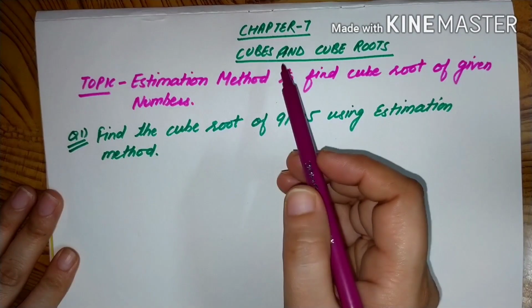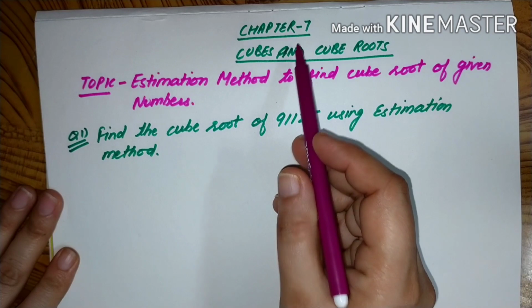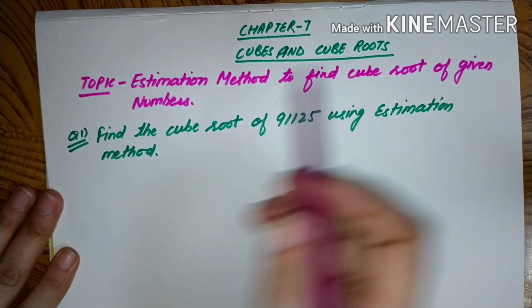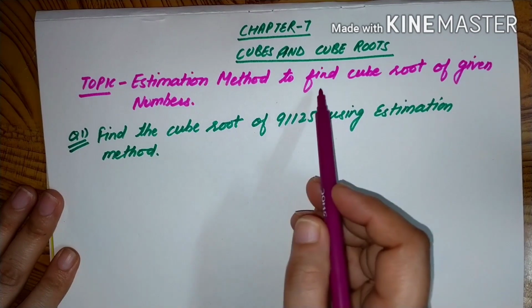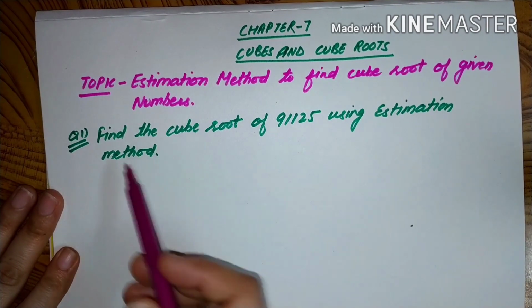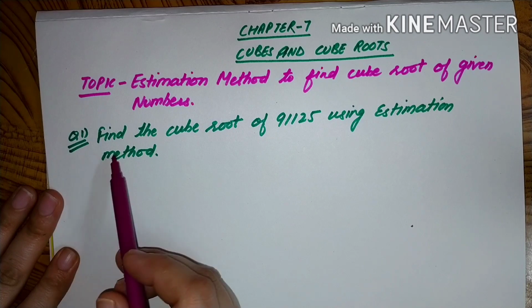Hello students, today we are going to start chapter 7, cubes and cube roots, and we'll do the revision of the topic: estimation method to find the cube root of given numbers. So let us start. Question number 1.